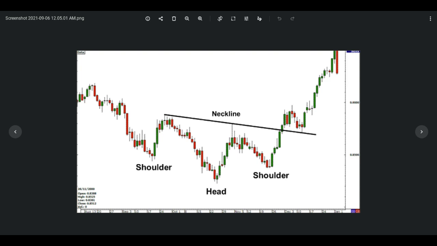So we're talking about right here. This is shoulder number one, this is the head, and this is shoulder number two. This is the neckline. Okay.